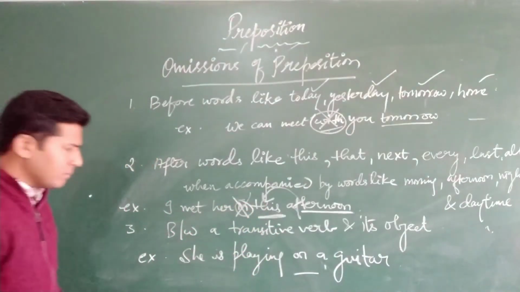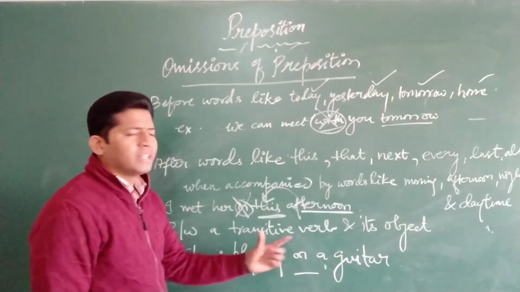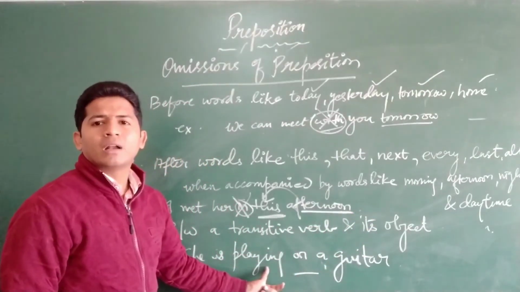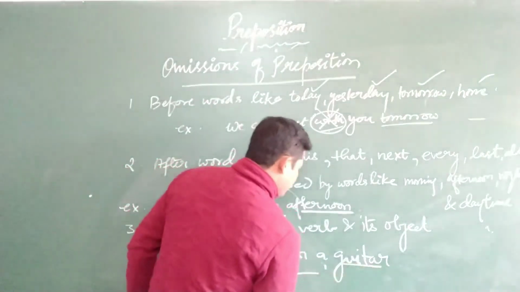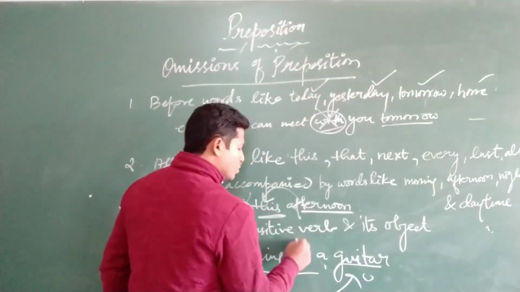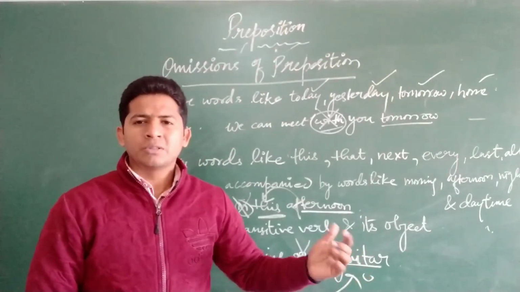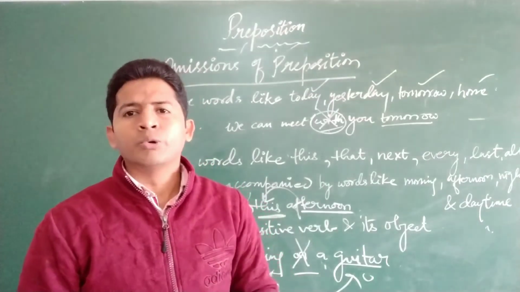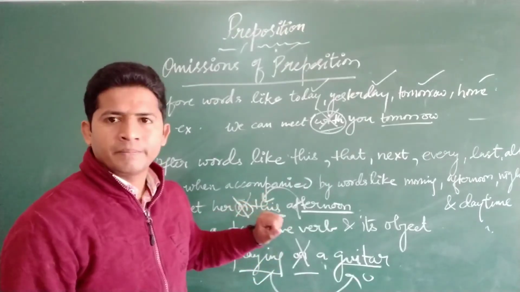Right? The third case where a preposition is not required is if we have a transitive verb and its object. Like I said, she is playing on a guitar. So playing is the verb here. Guitar is its object. So there is no need for on. You can say she is playing a guitar. So these are the cases where prepositions are not required at all. Do remember, a number of questions are asked on such topics.